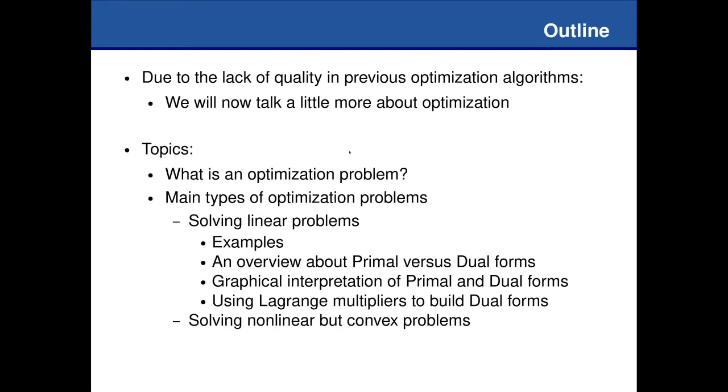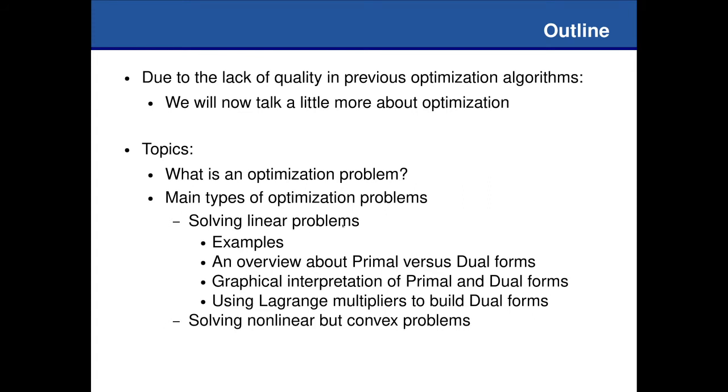So we start with an outline about optimization problems. We're going to define what an optimization problem is, and the main types. Actually, we are going to deal with two types in this course. Of course, there are some others, but we are just devoted to those two because they are the most important, for us at least.